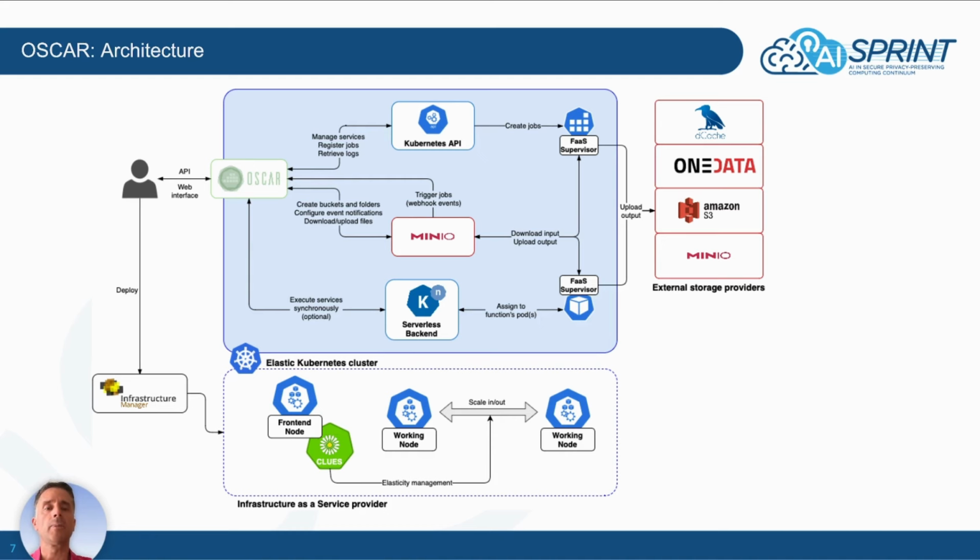Now there is automated data staging from Min.io and from other supported object storage, and the supported output storage systems are dCache, One Data, Amazon S3, and Min.io as well, to provide, let's say, a midterm object storage system.